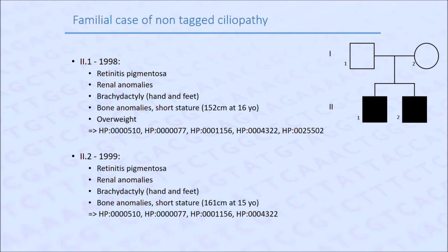So, I'm going to talk about a family which is illustrated here with this pedigree. There are two affected children born in 1998 and 1999 with a phenotype of ciliopathy. Both children are affected with retinitis pigmentosa, renal anomalies, hand and feet brachydactyly, bone anomalies with a short stature, and only for the first child, a last clinical sign is the overweight.